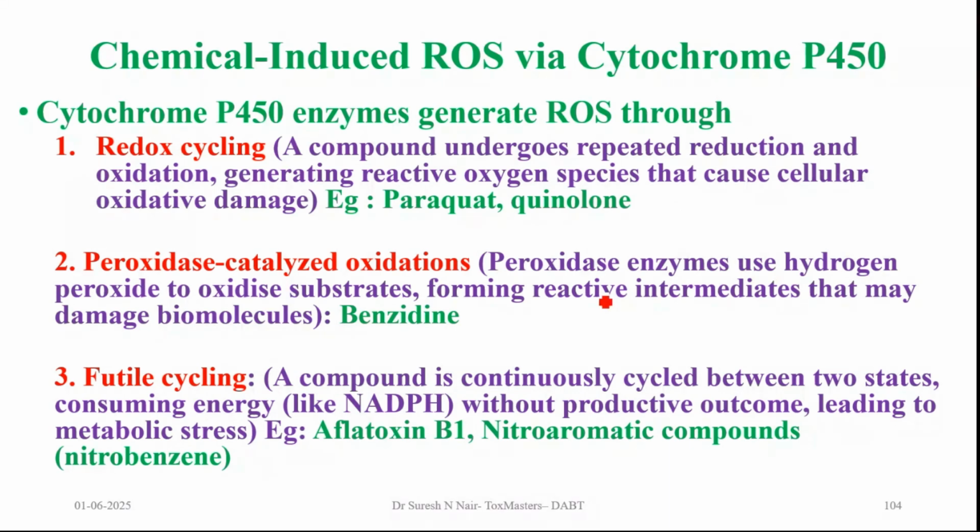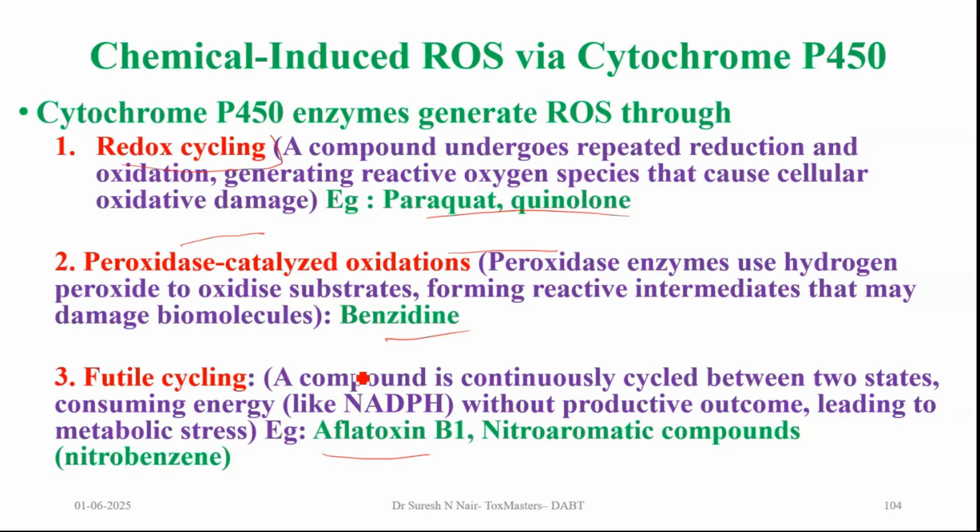Okay, the chemical-induced ROS. We have already mentioned this in brief. Now we will see the three mechanisms by which the cytochrome P450 enzymes generate reactive oxygen species. The first one is called redox cycling. In the textbook they have mentioned only this name, so I'm giving the mechanism as well as the examples. The examples are not given in the textbook, but these are the examples for this mechanism.